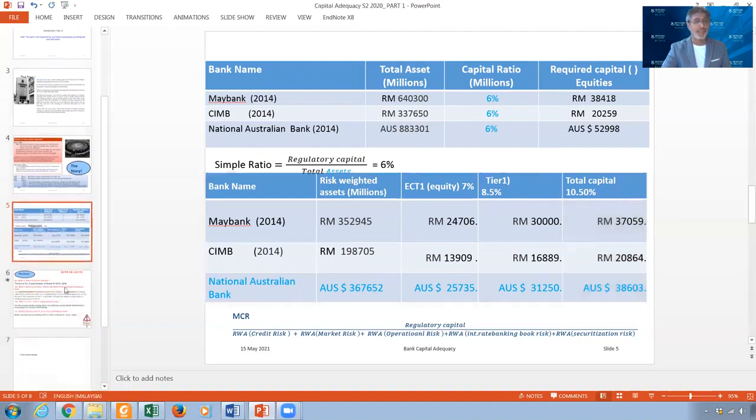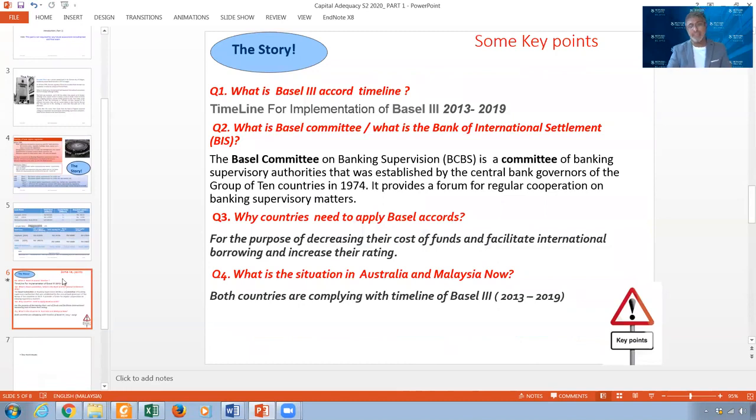Now, this is about it, but just one more thing. I didn't even include this, but in case you have some questions in your head: what is the Basel Accord timeline? The timeline for implementation of Basel III started in 2013, and banks were given time to apply it until 2019. Most banks have done it, including the Australian and Malaysian banks.